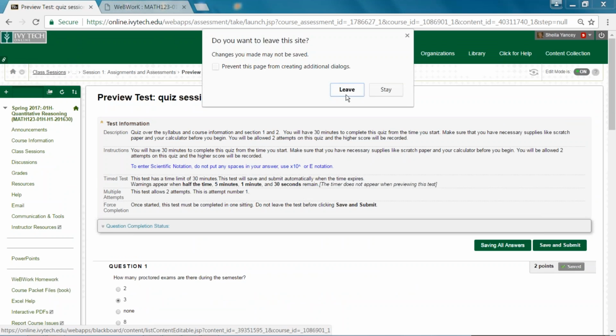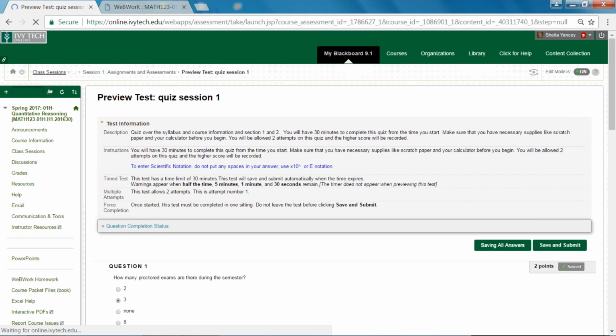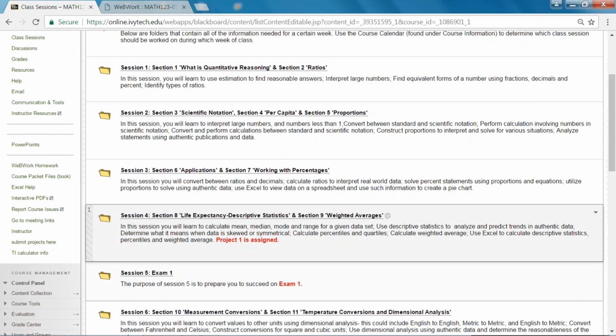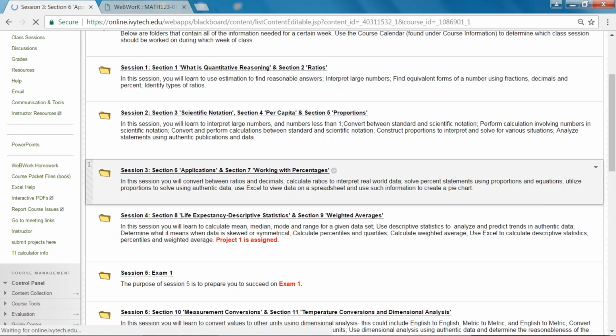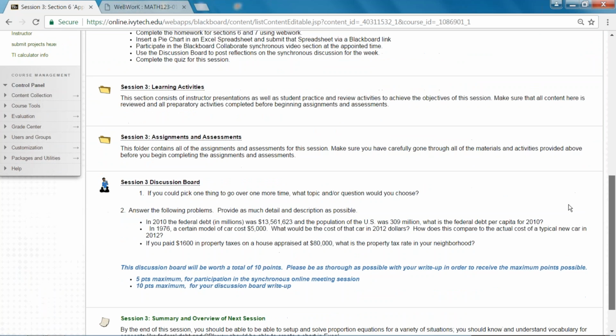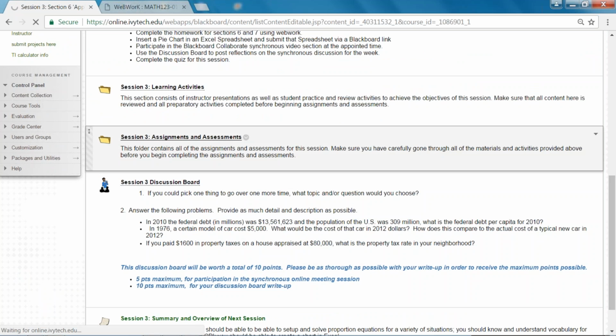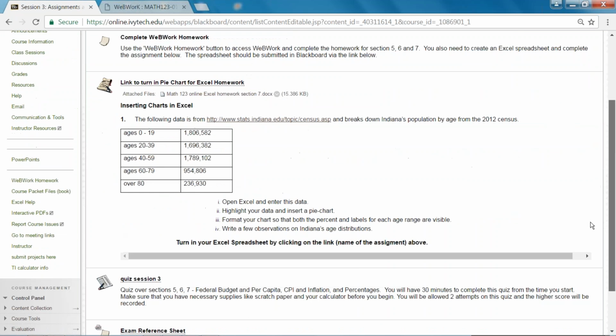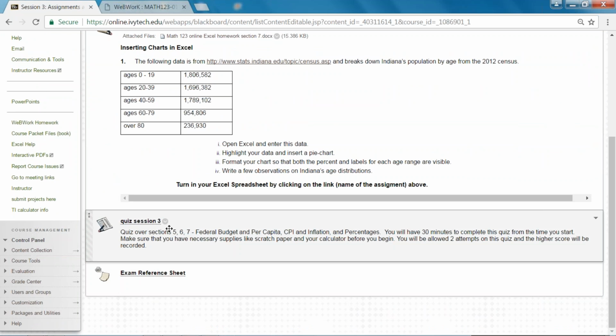And I'll go to, if you scroll down, you can see here's the first project. So anytime you want to print that material out and get started, you can. You just need to go to week 8. Week 3, I'll just show you that we have an Excel assignment in addition to the WebWorks. If you go to Assignments and Assessments, here is the link to the Excel assignment. So you're going to have the Excel assignment, the WebWorks, and a quiz that week.